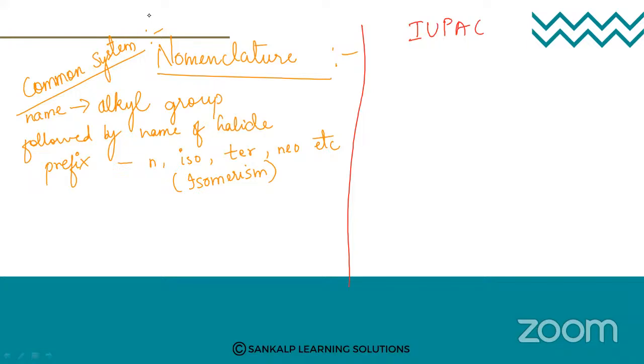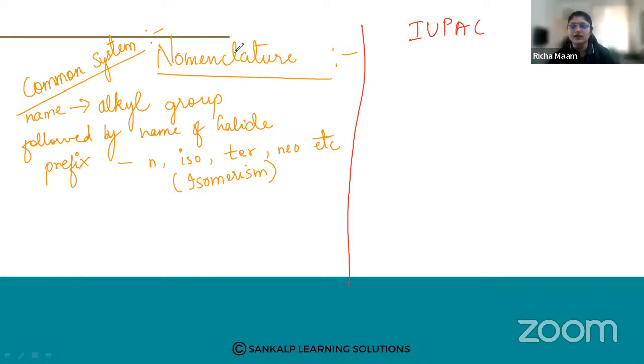What do you mean by IUPAC? Yes, anybody knows? International Union of Pure and Applied Chemistry. Correct, good. So this is the meaning, and according to this we follow the IUPAC system.